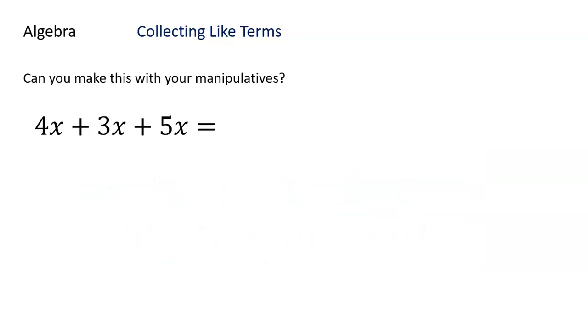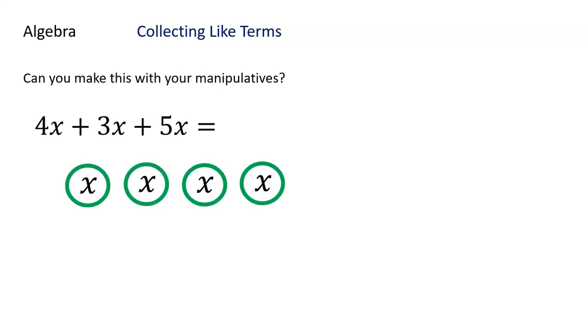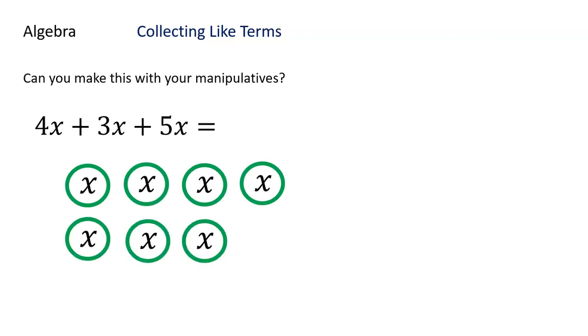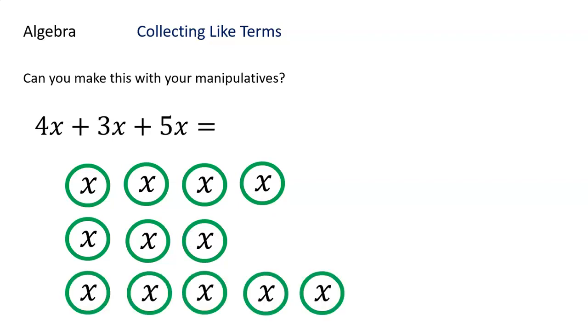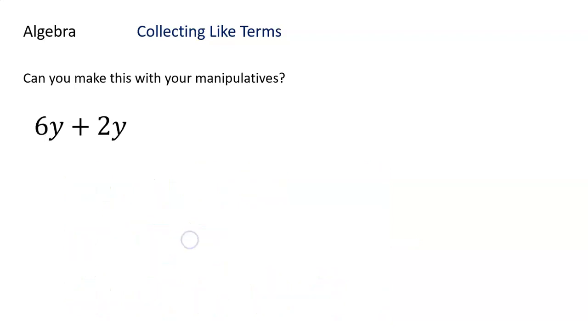What about this one? It's slightly different because we have 3 terms, but can you think about how you might represent this sum with counters? Can you draw these out and try to answer the question? Pause the video. Okay, you should have drawn a row of 4 x's, a row of 3 x's, and then for the third term, a row of 5 x's. And then we can sum these to find that in total we have 12x.